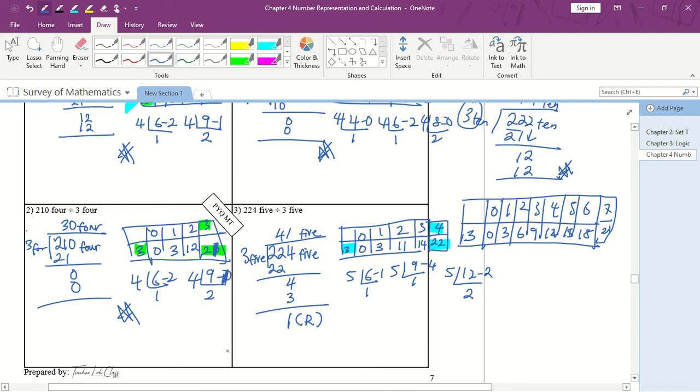And if you want to write it in a sentence, it will be 41 base 5 remainder of 1, of course, base 5. Yes, of course, that's how we write it. And we are done for this question. Okay, that's all for this video.